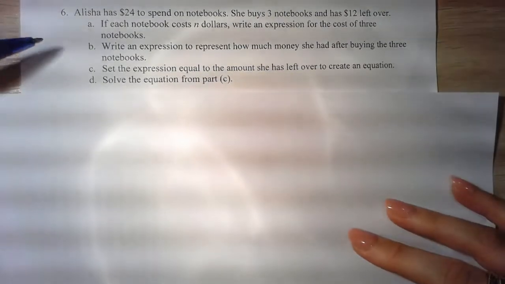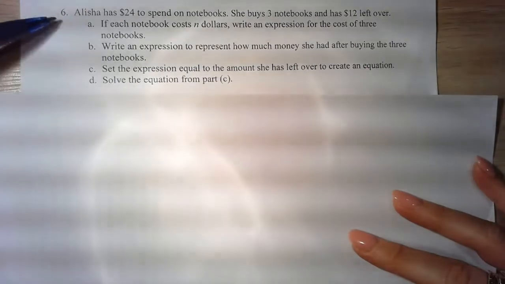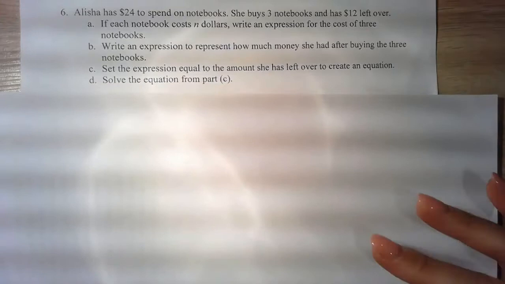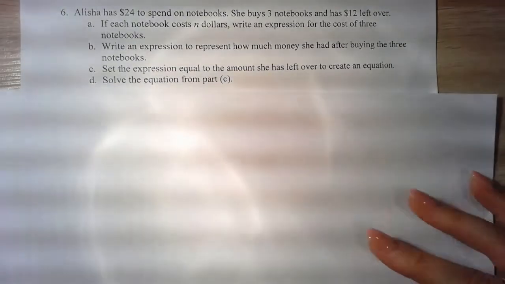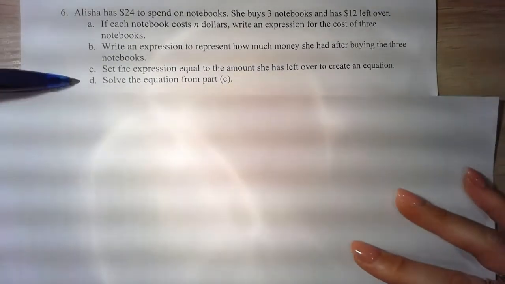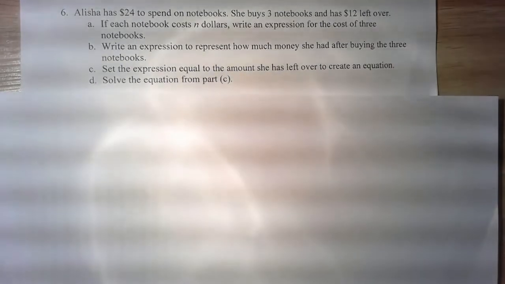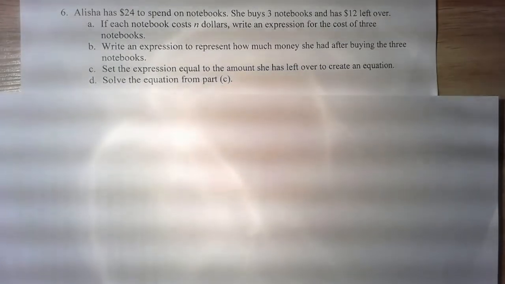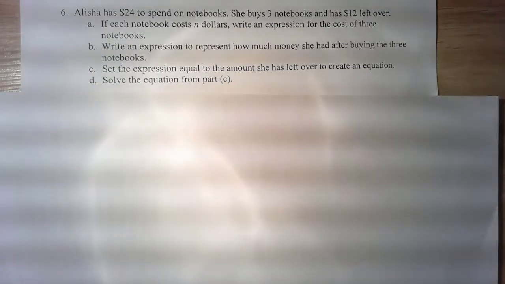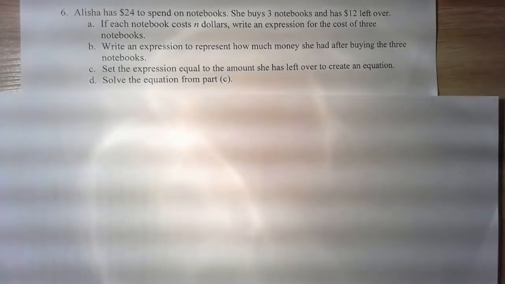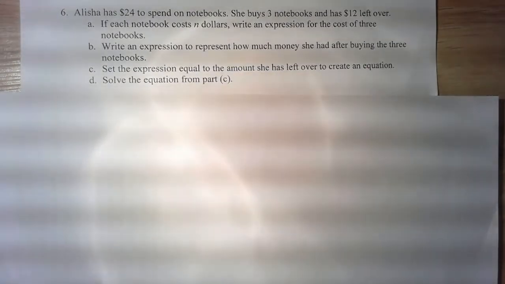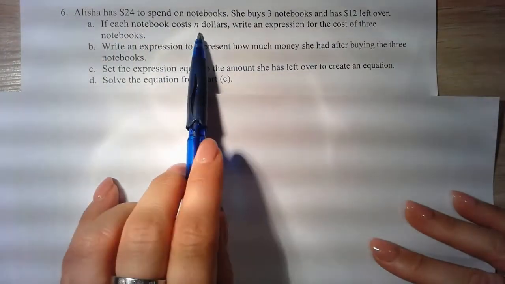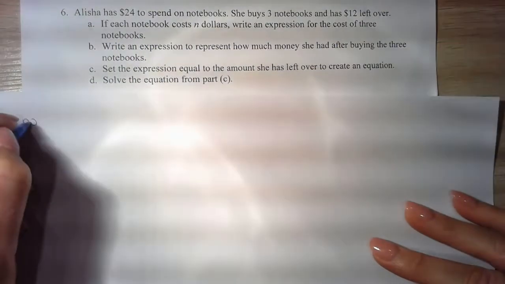Okay, so I just want to go through this particular question here. We've got Alicia has $24 to spend on notebooks. She buys 3 notebooks and has $12 left over. Okay, so the idea of these ABCDs is to assist you in scaffolding your thinking. In other words, think one of these steps at a time. So when you come to a harder question without all of these ABCDs, this is kind of the process that you take every time. So if each notebook costs N dollars, we can write that straight away.